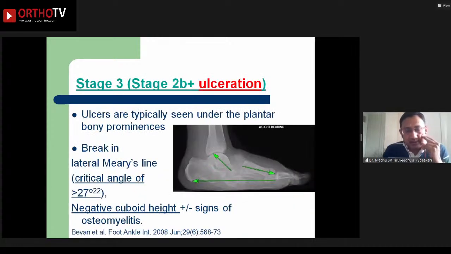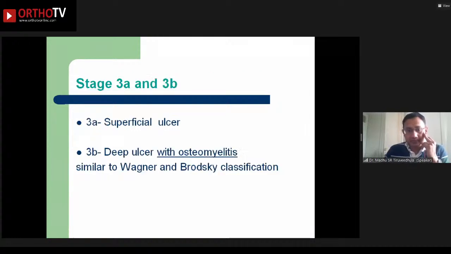So stage 3 is the stage of ulceration. Now it's gone too far, the skin has broken down and there is osteomyelitis. At this stage, tendo-Achilles lengthening and other non-operative treatment are difficult. However, we notice that two types of ulcers are seen, depending on the stage: a simple superficial one or a deep one. But the critical point is Meary's angle: between the two lines, an angle of more than 27 degrees is considered too critical for it to be salvaged with non-operative treatment.